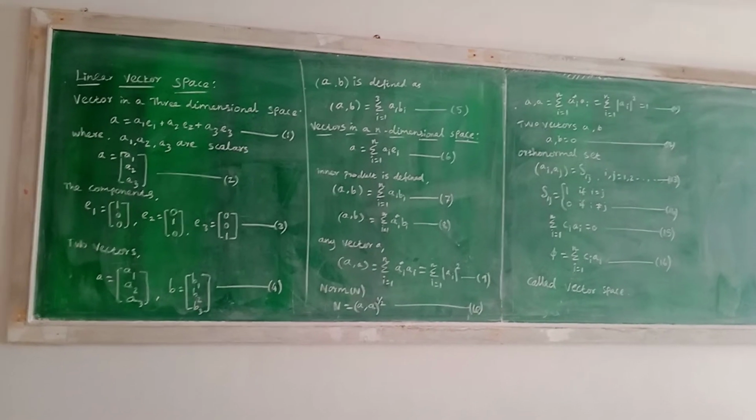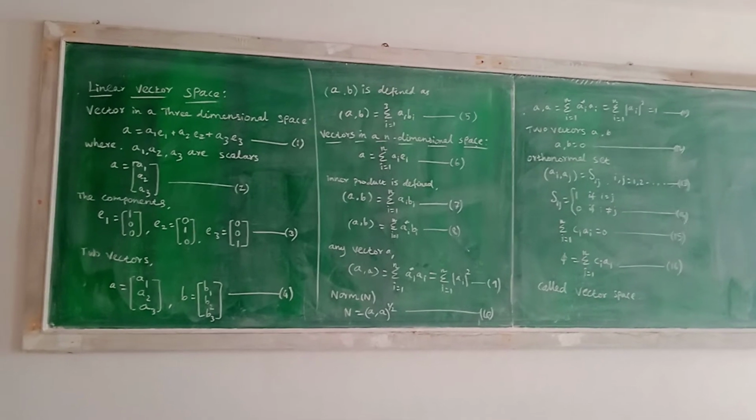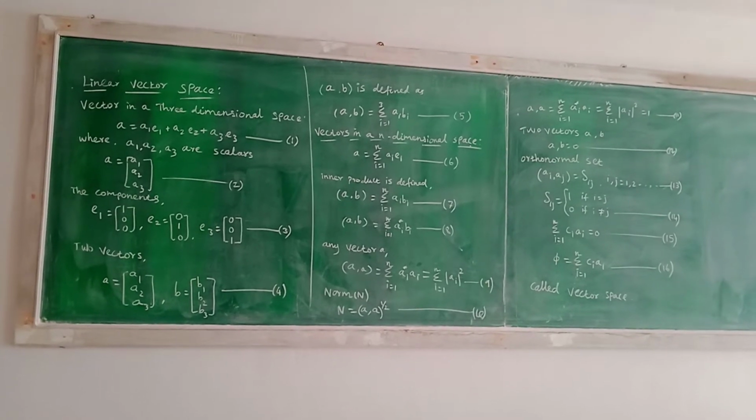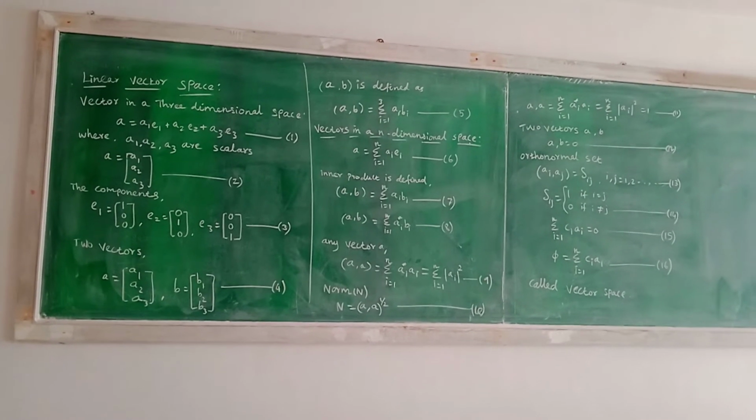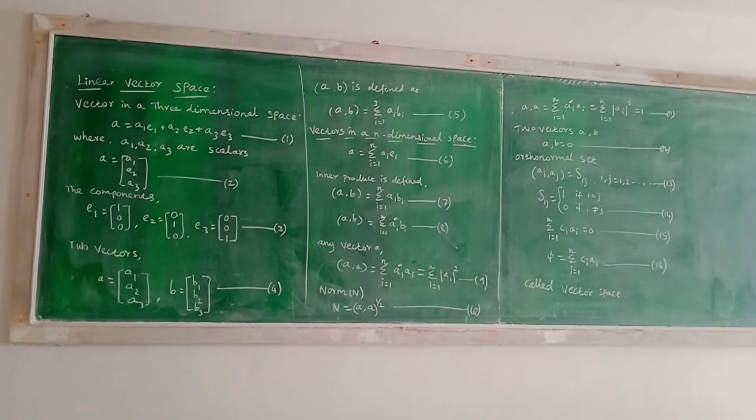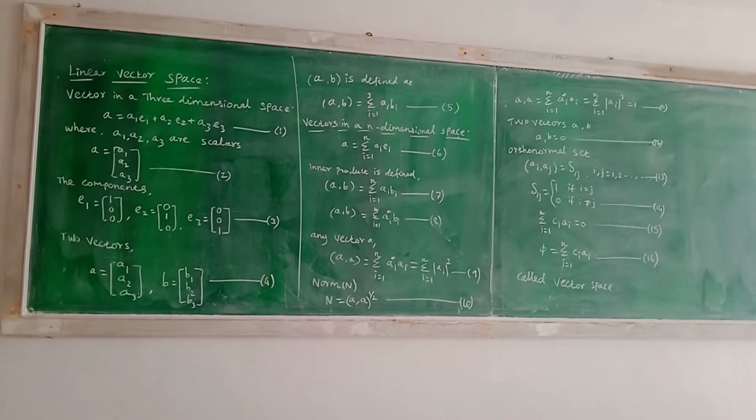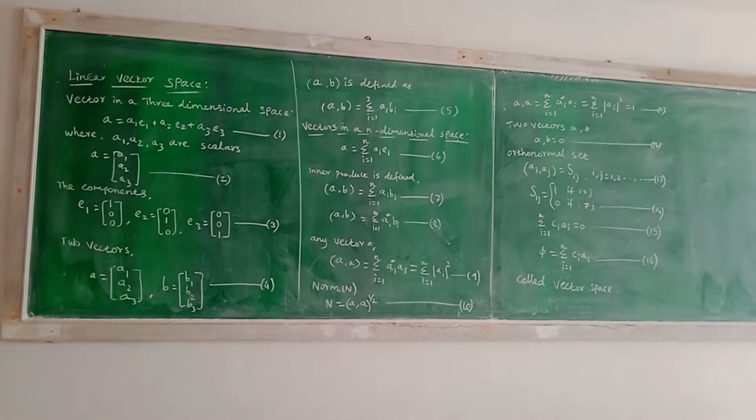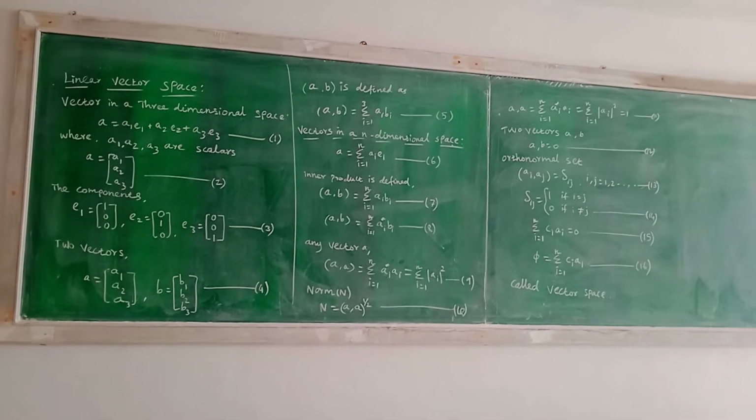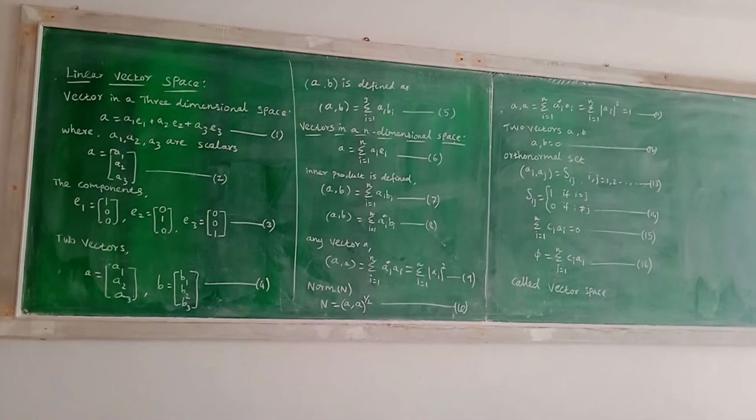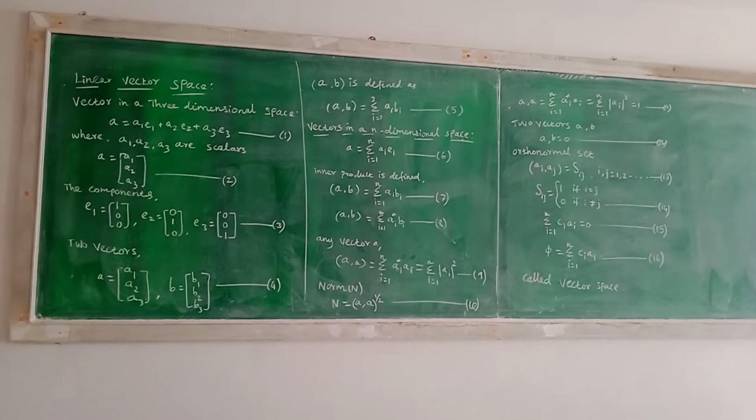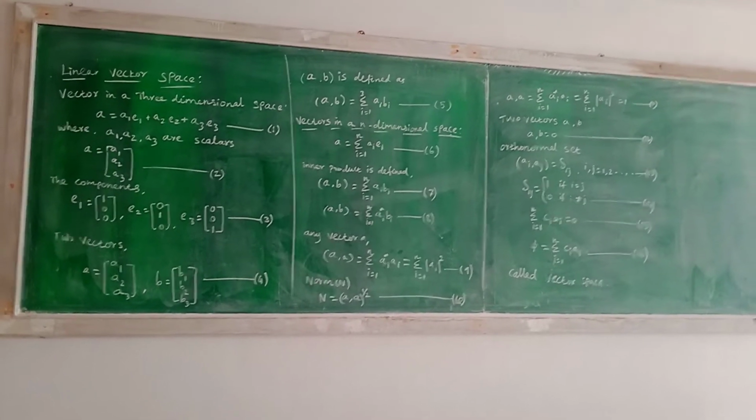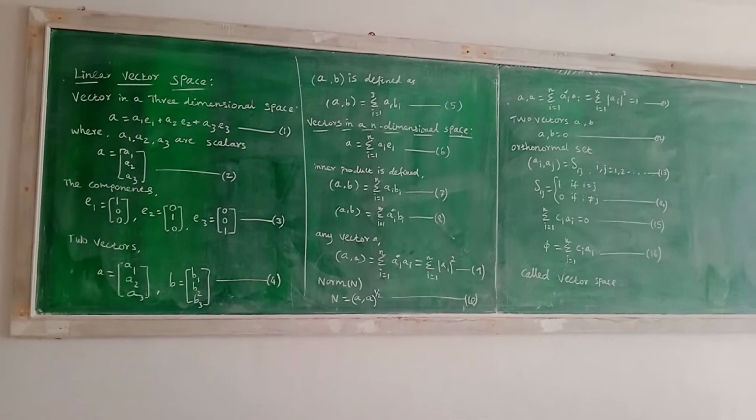To represent an arbitrary vector, we introduce unit vectors, say e1, e2, e3, along the positive directions of the right-handed system O, X, Y, Z of three mutually perpendicular axes. Then any vector A can be expressed as A equal to a1 e1 plus a2 e2 plus a3 e3, where a1, a2, a3 are scalars. Given a vector A, the scalars a1, a2, a3 in equation 1 are uniquely determined.